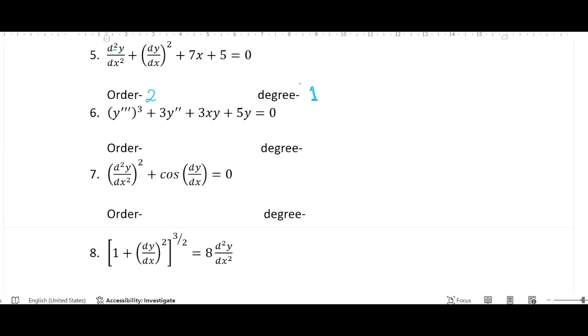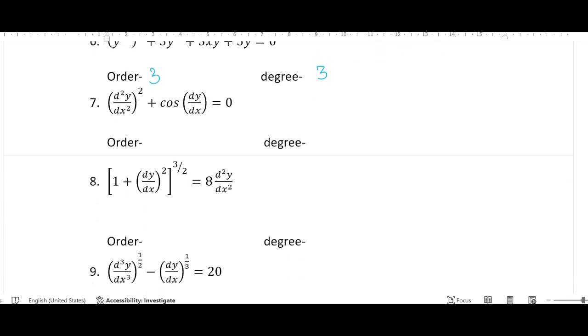Moving on. Like I explained to you, if the function is pure, you just write it as y. If it is differentiated once, you write it as y dash. Differentiated twice, you write it as y double dash. Thrice, y triple dash. Right? So here, what is the order? As you can see, there are 3 dashes here. That means the order is 3. What is the degree? Y triple dash is raised to 3. That means the degree becomes 3.